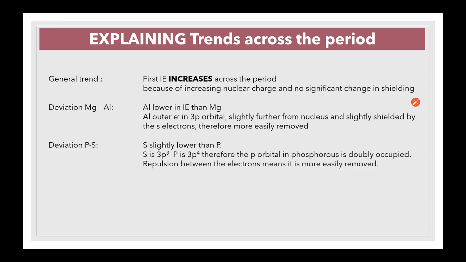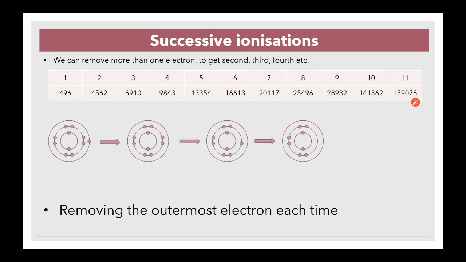Right, next slide. Okay, this is some data on successive ionisations. I've just got this little example here. This is sodium. You can see here it's got 11 electrons, so I could say it's 2.8.1. So that's the sodium atom here.